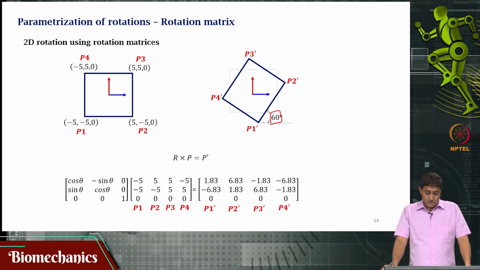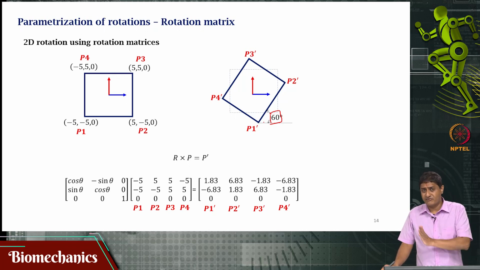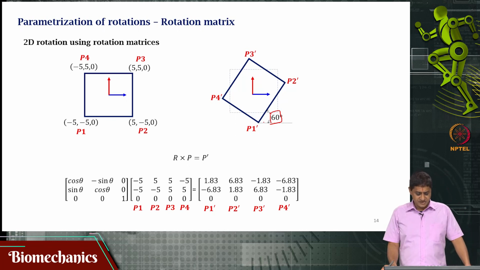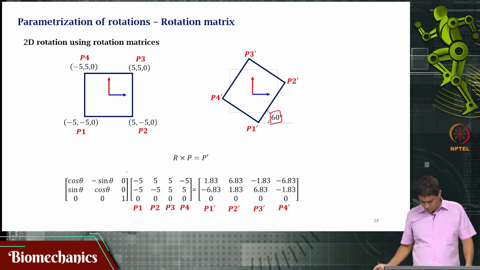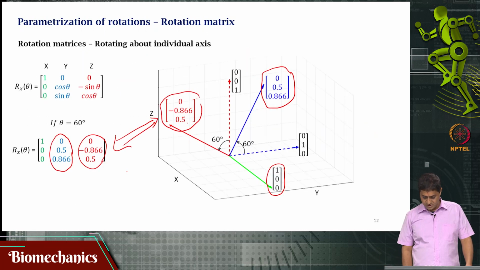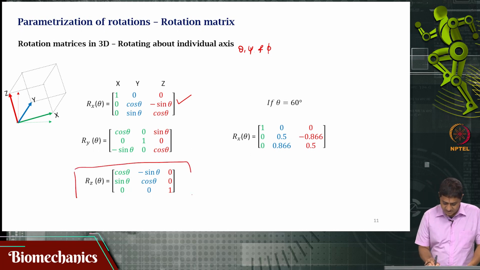Now, I can take each of these points as a vector, as a column of a matrix. Each of these is a vector and I can assume that they form columns of a matrix. The rotation matrix of interest for me is, because the rotation is happening about the z axis, going to be cos theta minus sin theta 0, sin theta cos theta 0 and 0 0 1. How do I know this?